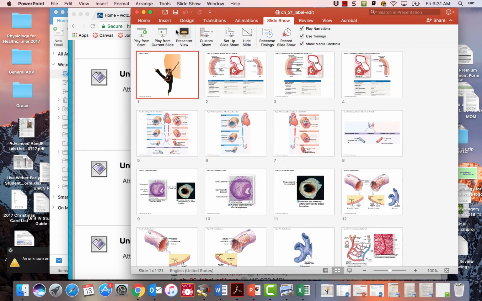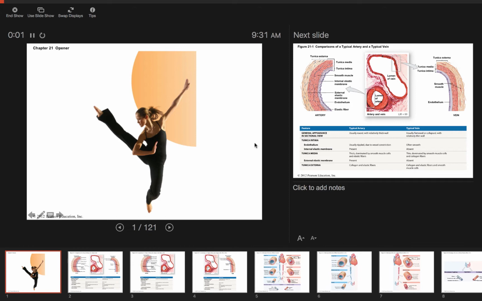All right. So this is chapter 21. We've kind of finished, this is the end of the cardiovascular system. We talked about the blood in chapter 19. We talked about the heart in chapter 20. Now we're going to talk about the blood vessels themselves, okay?